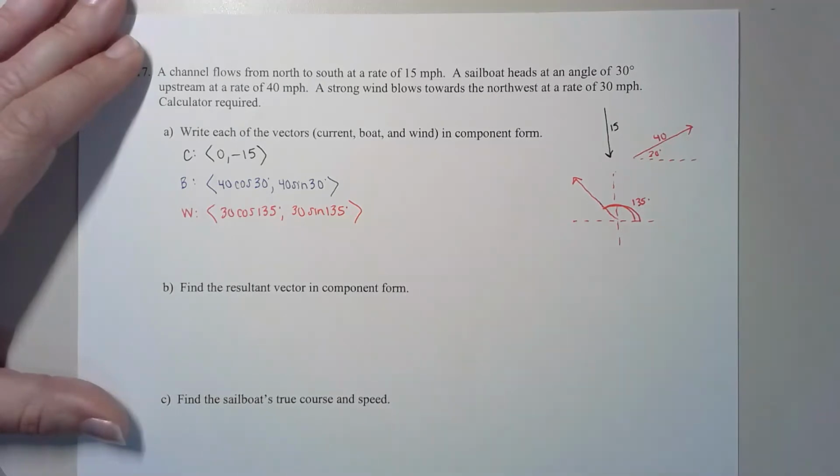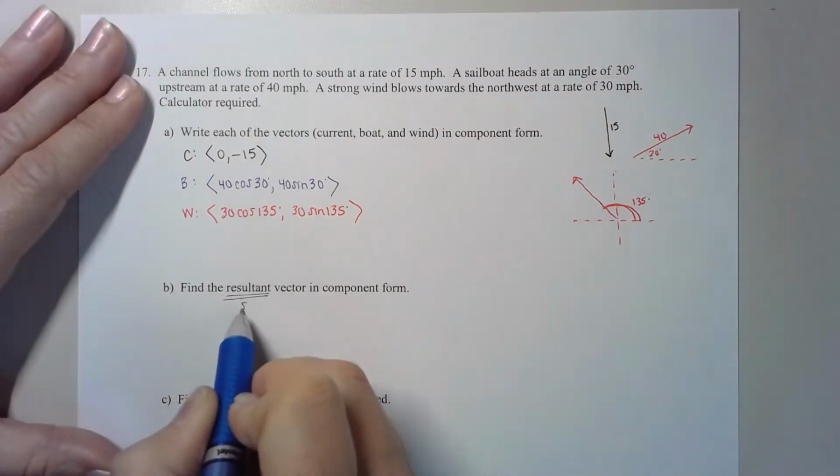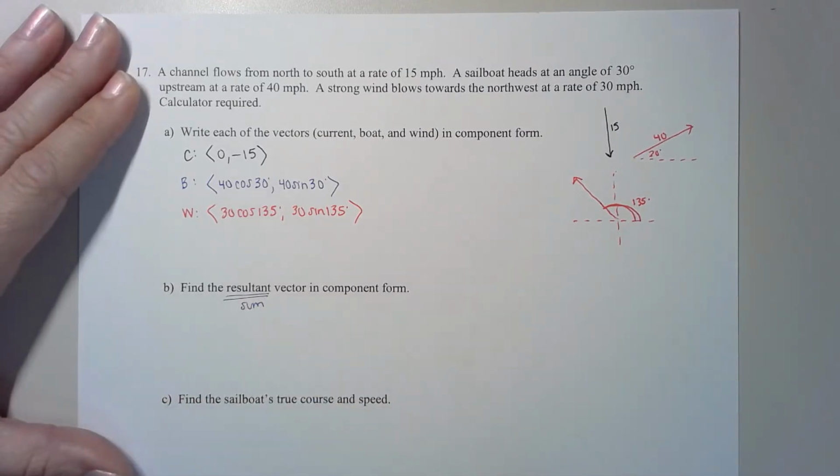All right. And you know what? I'm not even going to change all those to decimals. I'm going to just walk away, right? We did what we were supposed to do. Part B says find the resultant vector. Remember, that means the sum. We're going to add all these three things together. So I'm going to use S for sum.